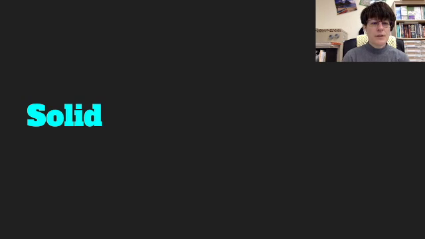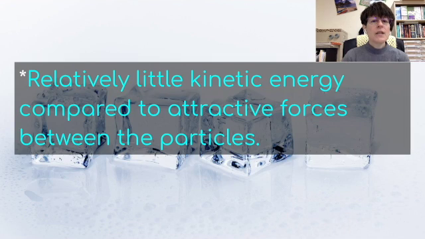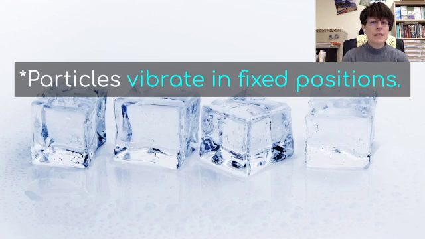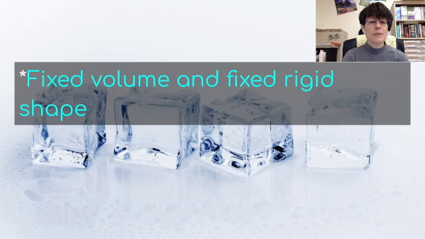So the first state of matter I want to talk about is a solid. So solids have relatively little kinetic energy compared to attractive forces between the particles. The particles vibrate in fixed positions, and it has a fixed volume and fixed rigid shape. Now, going back to that first statement, the motion is not enough to overcome the attractive forces. The attractive forces are stronger than the motion between the particles, so that's why they are held in place the way they are, okay?